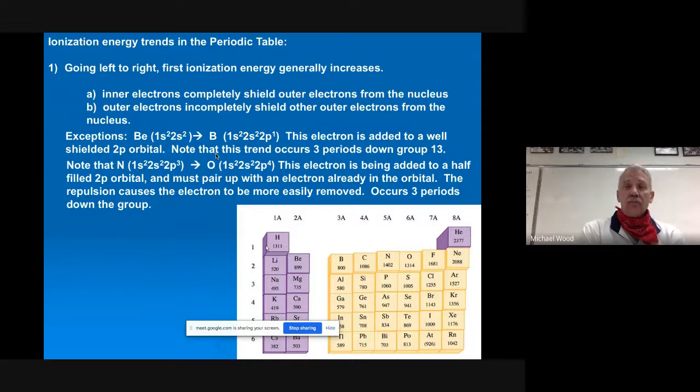If you think about it, remember the 2p's fill one at a time. So for oxygen, that 2p4 is now going into an already half-filled orbital, so it must pair up with an electron already in the orbital. And electrons, remember, are negatively charged. Opposites attract, but likes repel. This causes the electron to be more easily removed. It occurs 3 periods down the group.